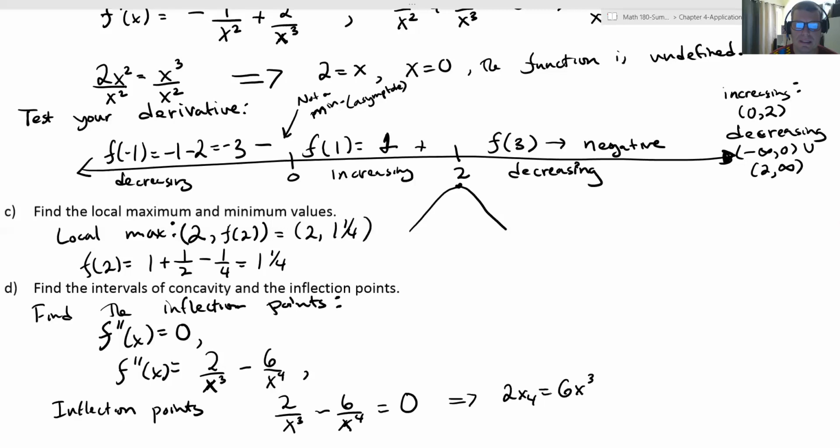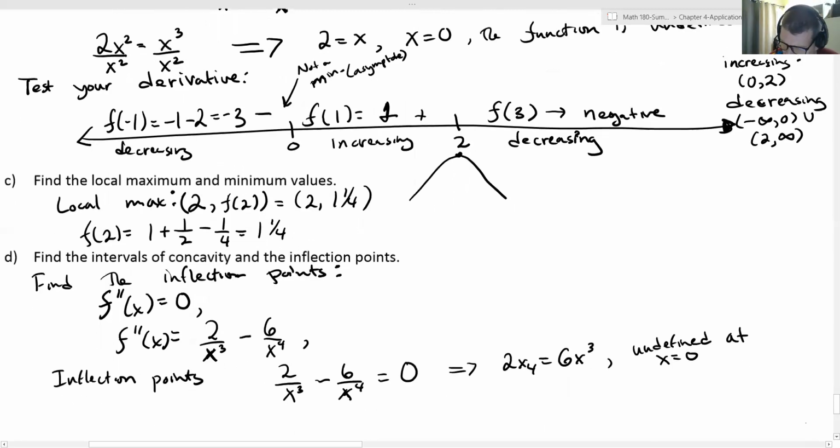Okay. You have to be careful, okay? So it's undefined at x equals 0. So we've got to be careful about that, right? Because actually this thing is going to have a true statement at x equals 0 as well. So we're going to have 2x to the fourth equal to 6x cubed. That means that, doing a little algebra, we're going to get 2x to the fourth over x cubed equals 6. And that means that 2x equals 6. And so x equals 3.